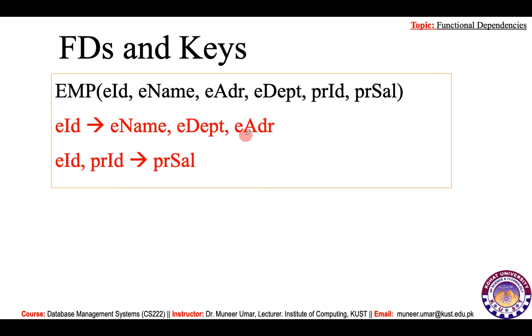Here we have an example of an employee table. We have a table EMP used for employee. It has some attributes. The first one is employee ID, then name, employee address, department, project ID, and project salary. Actually, these employees are working in some projects. So for each employee, we are also identifying the project and the salary in that project.